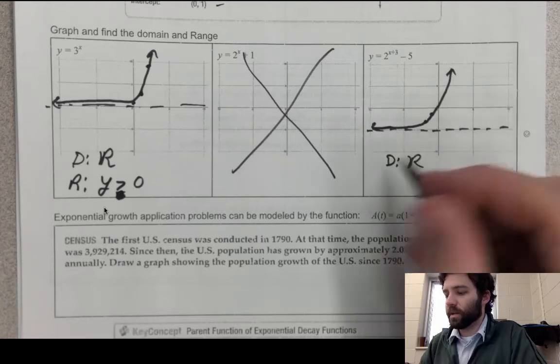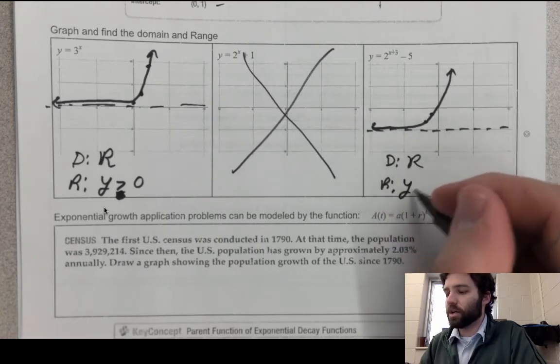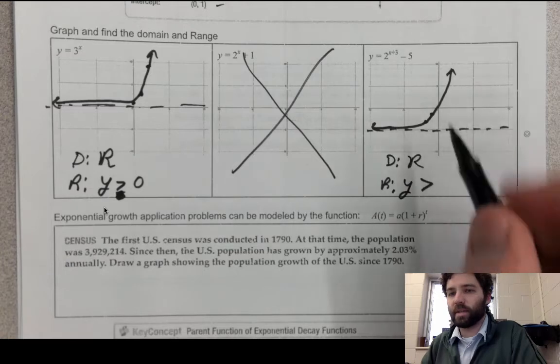Domain is all real numbers, and the range on this one is going to be y greater than the asymptote here, which is negative 5.